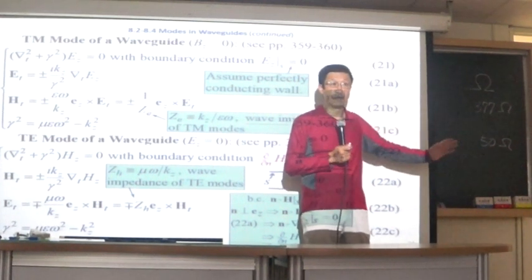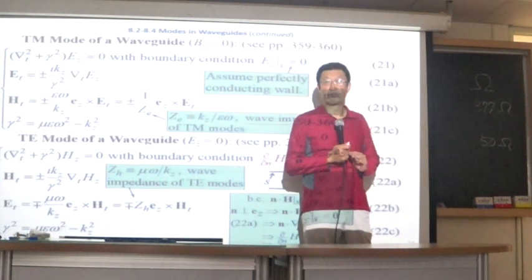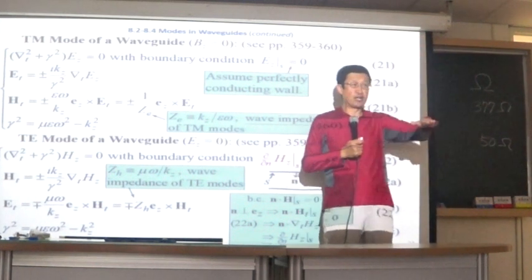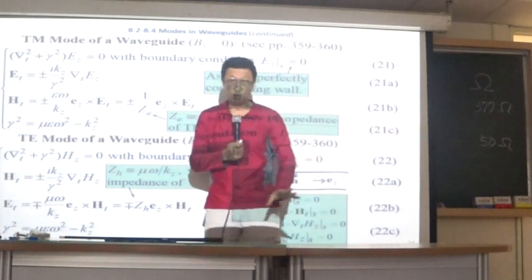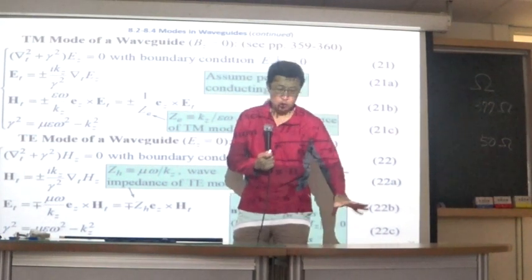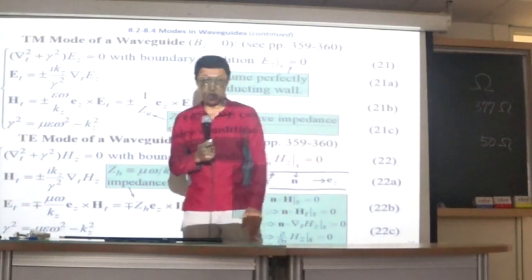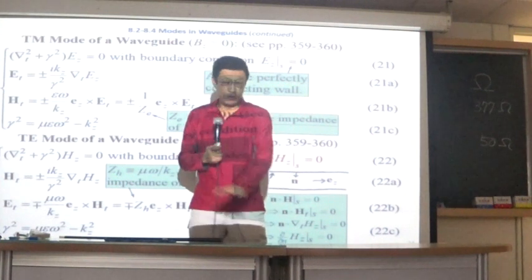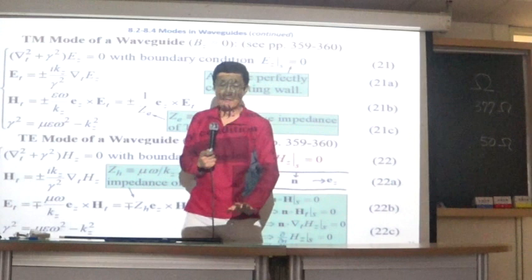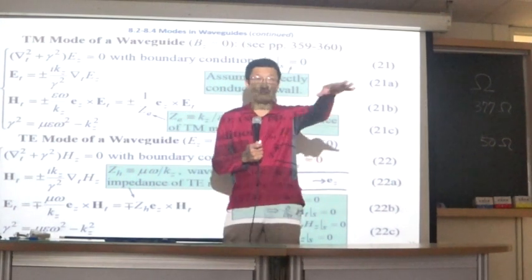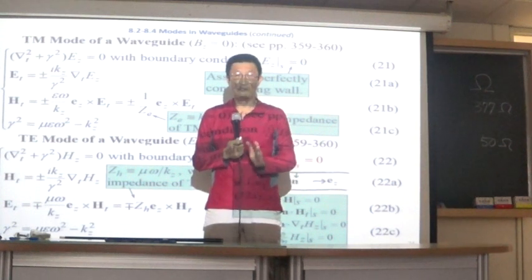What happens if the impedance is not the same? E field, H field, E field, H field. For example, if you have two regions, this one is 377, this one is 50. That means if you have the same current, your E field will be different. If you have the same electric field, your H field will be different. What will happen? Reflection.